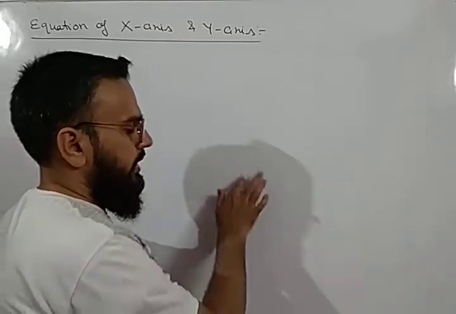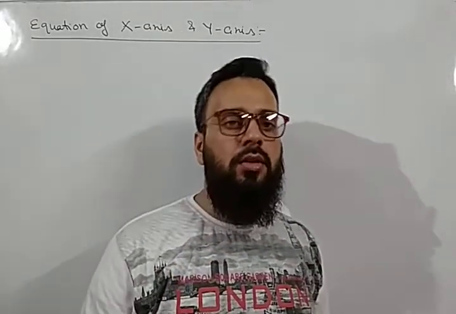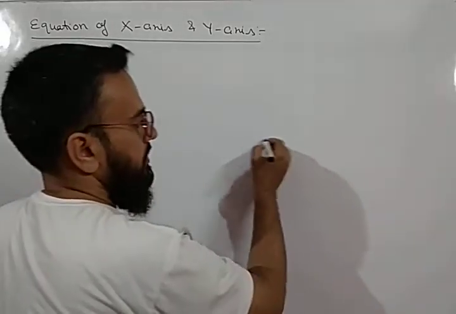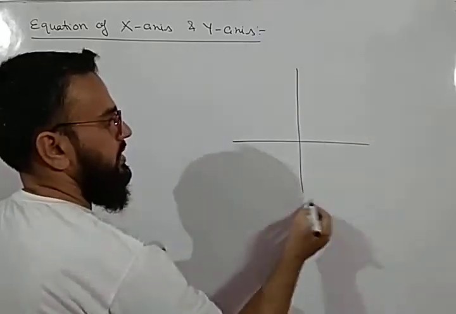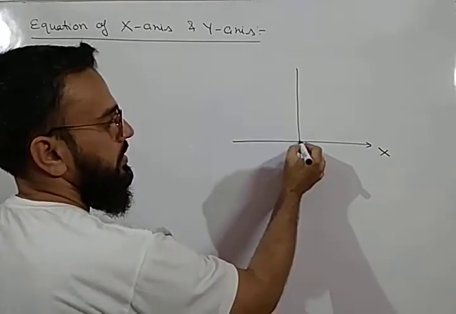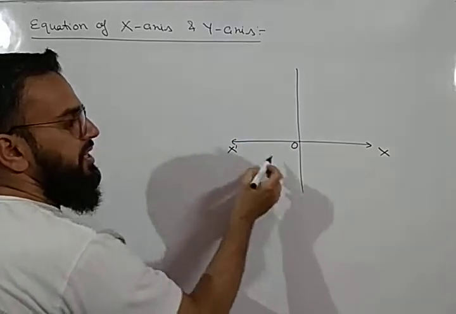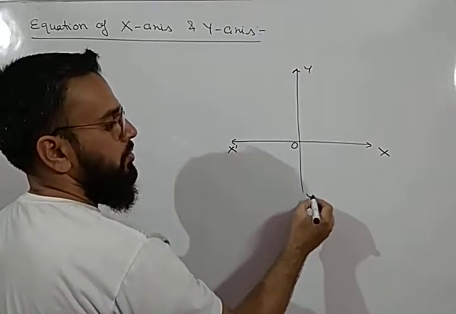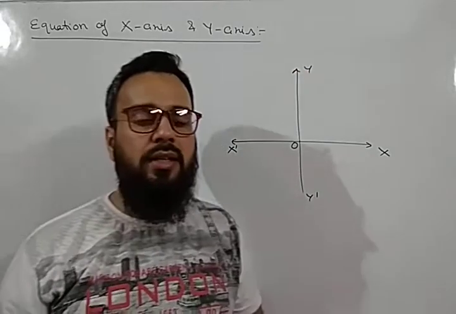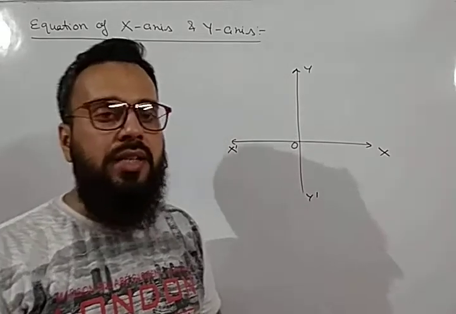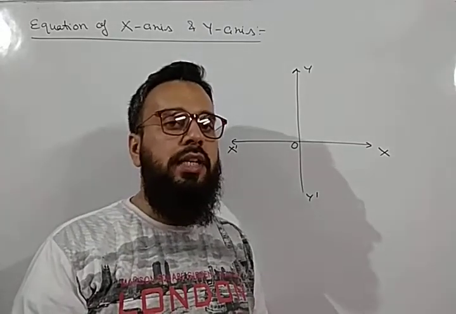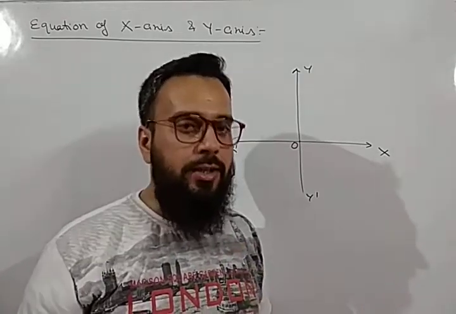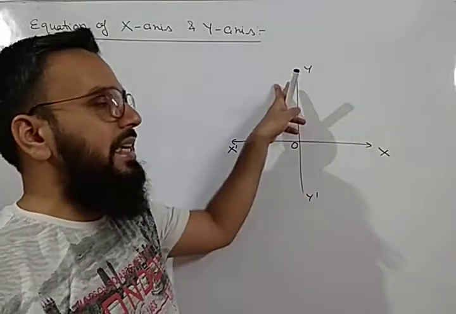Because we have studied that the graph of any linear equation is always a straight line, and as we have discussed in coordinate geometry, x-axis is also a straight line. This is the x-axis, origin, negative x-axis. The complete x-axis is a straight line. Similarly, the complete y-axis is also a straight line. Every straight line can be represented by an equation in two variables, because every equation in two variables forms the graph of a straight line.